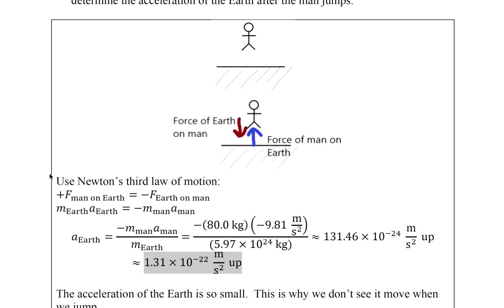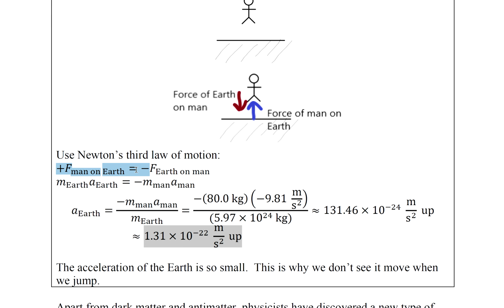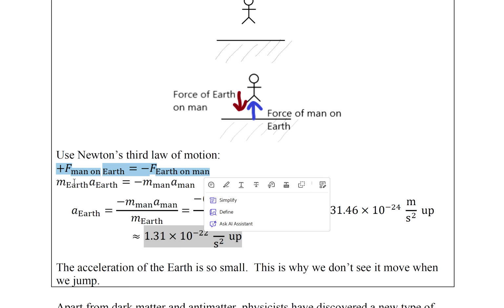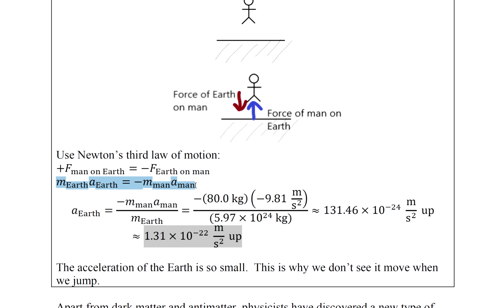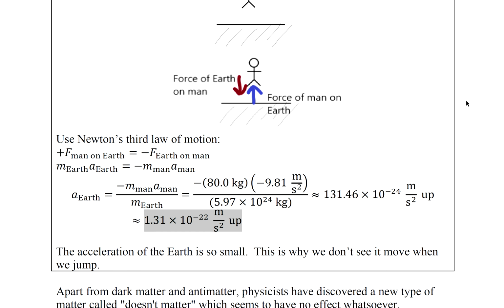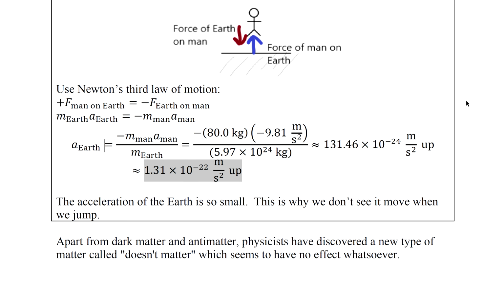So let's use Newton's third law of motion, which is this. We know F equals ma. Let's solve for the acceleration of the Earth. The acceleration of the Earth is about 1.31 times 10 to the minus 22 meters per second squared up. This is why we don't see the Earth move up when we jump, because the acceleration is so small.